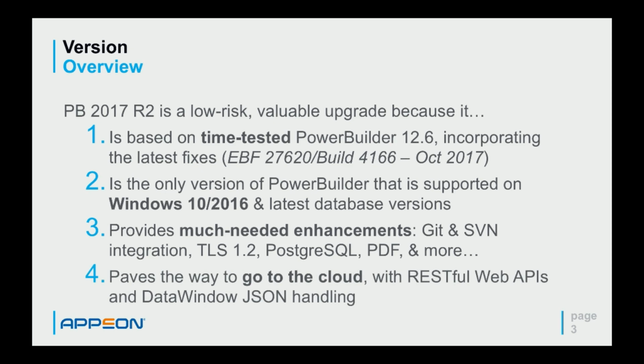Now finally, another reason why R2 is a valuable upgrade is it paves the way for you to take your apps to the cloud, no matter if it's your existing PowerBuilder project or maybe a new project that you're going to embark on. So with this cloud capability, we're starting the first step by introducing the support for consuming RESTful web APIs, as well as building in JSON data handling into the DataWindow. So then your DataWindows can be powered by JSON data sources.